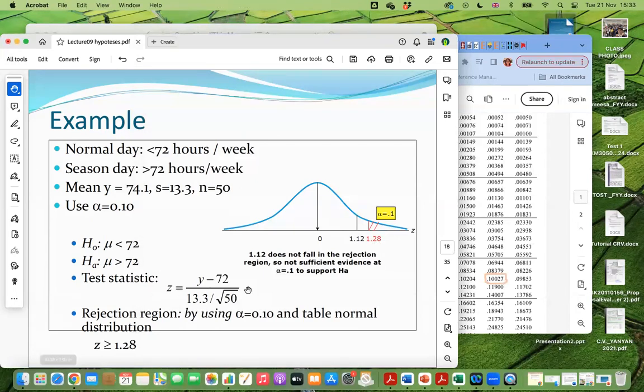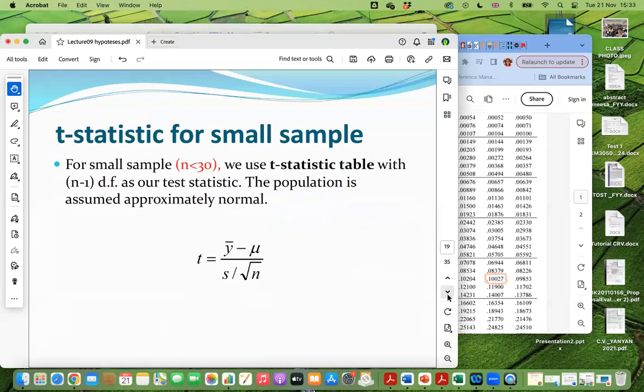So my test statistic is 1.12. In other words, for the conclusion, we support the null hypothesis that the service engineer works less than 72 hours. All right. So what about the samples that are less than 30?